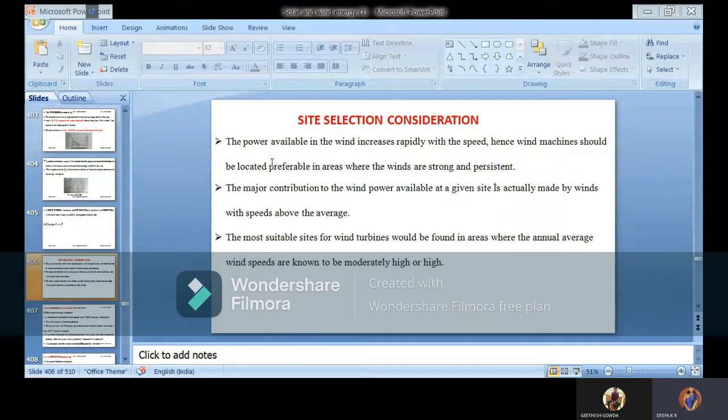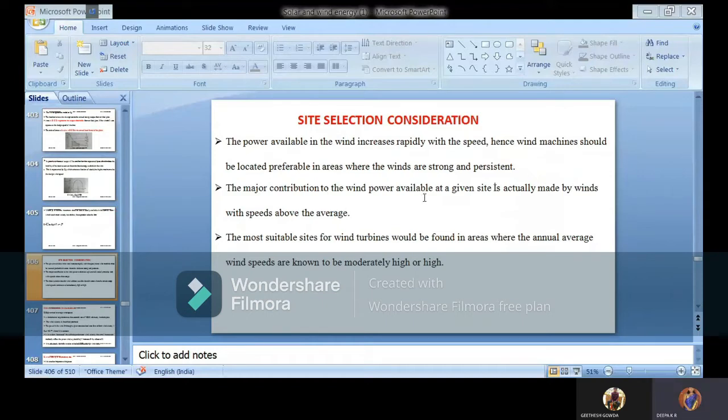So the first one: the power available in the wind increases rapidly with the speed. Definitely we know that. Hence wind machines should be located preferably in areas where the winds are strong and present. So this is the first criterion. We have to determine which area has a good range of wind available.